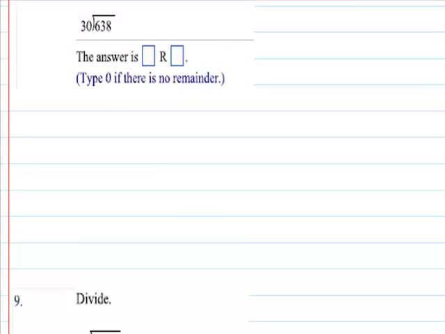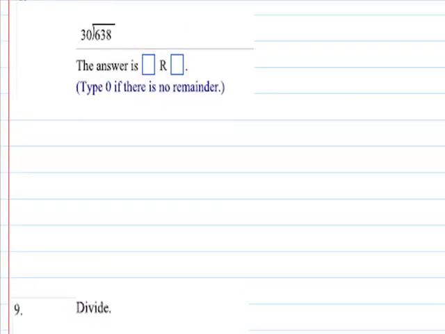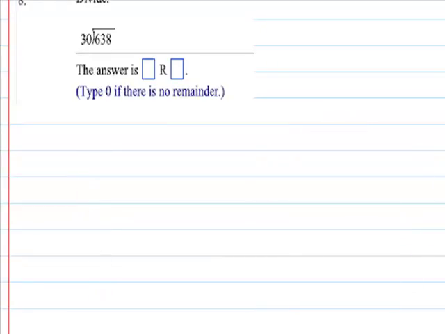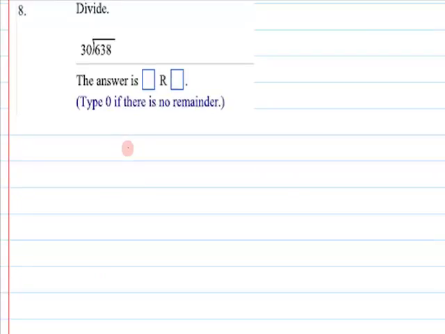All right, let's do one. Nope, sorry, we have 2 more. All right, we've got a 2-digit divisor. We've got 30 into 638. Now, does 30 go into 6? The answer is no. So there will not be a number in my answer above that. Does 30 go into 63? Yes. So that's the size of my answer.